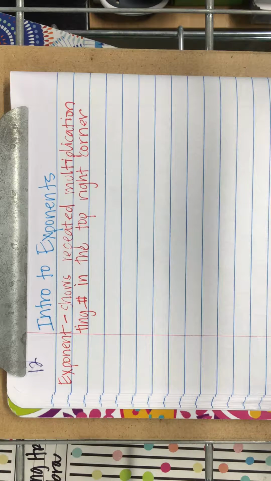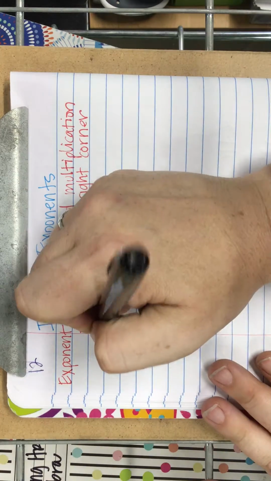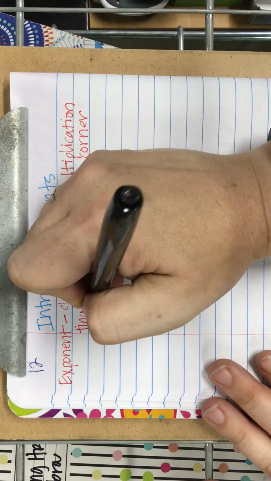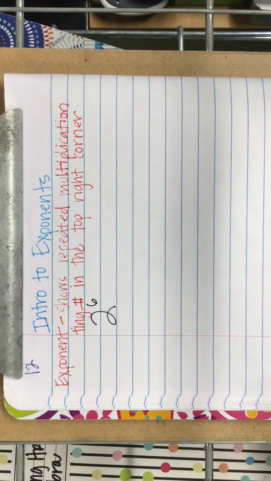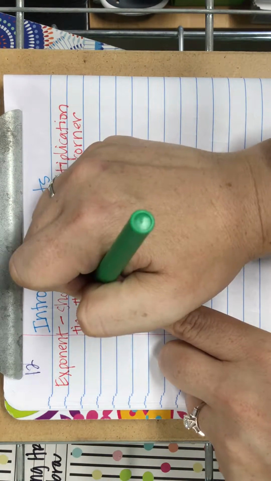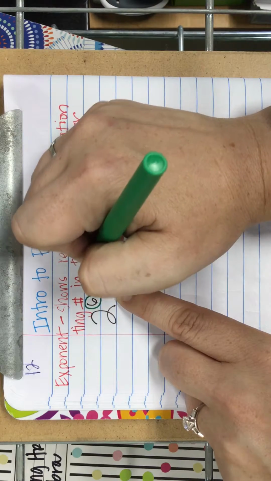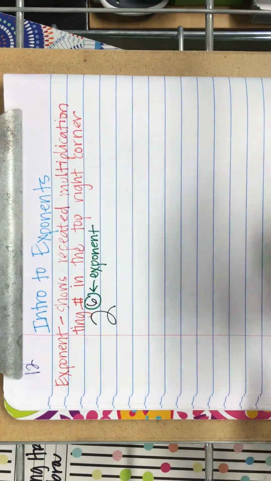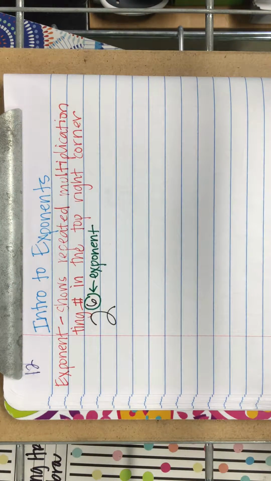So if I give you an example of an exponent, what's the exponent in this? The 6. The 6 is the exponent, correct? Yeah, because it's the tiny little number. The exponent is 6.